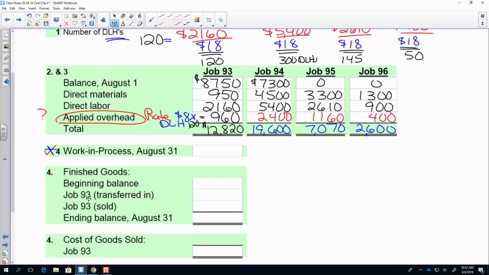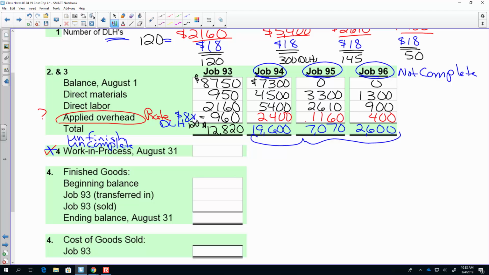So we have to look at whether the job is completed or unfinished. Remember, work in process means they're not complete. They are unfinished. So we're looking for the jobs that are not done. Which jobs are not done at the end of the month? 94, 95, and 96. 94 is not done, 95 is not done, 96 is not complete. So if I know these 3 are not done, we would add those 3 up.